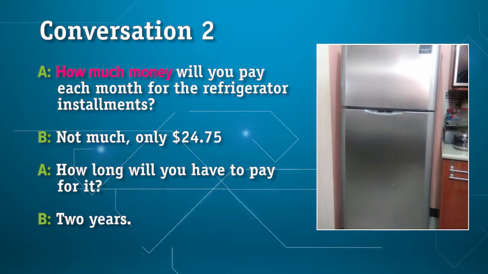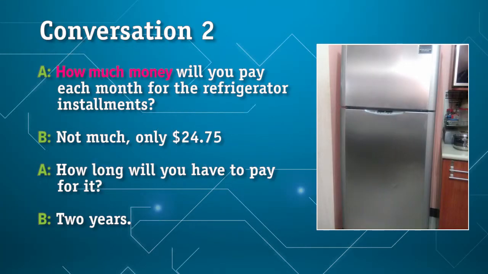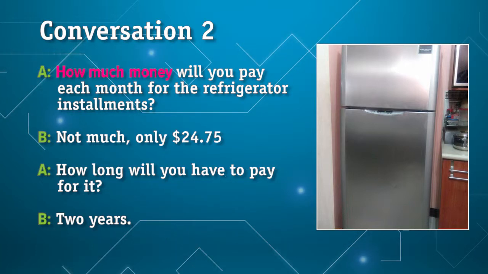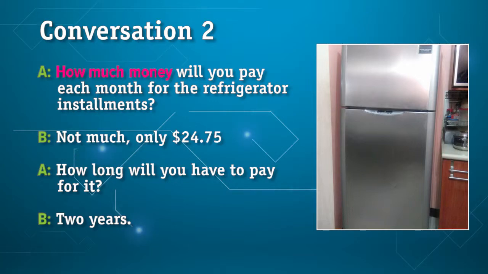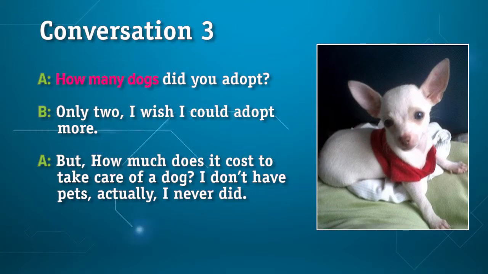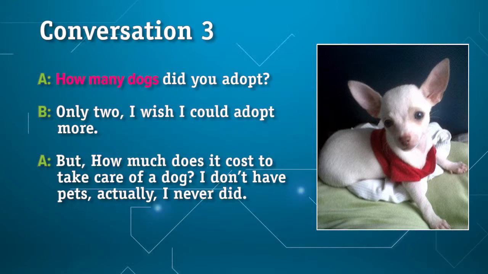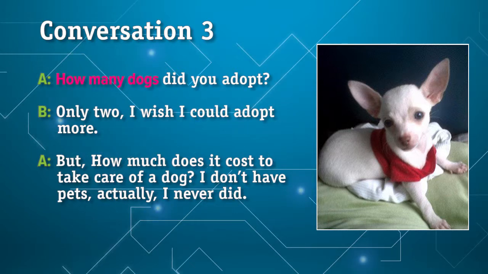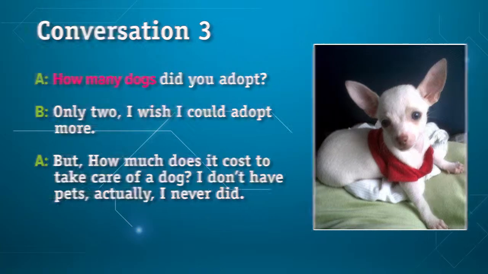Conversation 2. How much money will you pay each month for the refrigerator installments? Not much, only $24.75. How long will you have to pay for it? 2 years. Conversation 3. How many dogs do you adopt? Only 2. I wish I could adopt more. But how much does it cost to take care of the dog? I don't have pets. Actually, I never did.